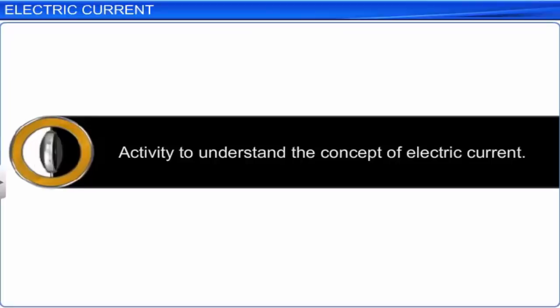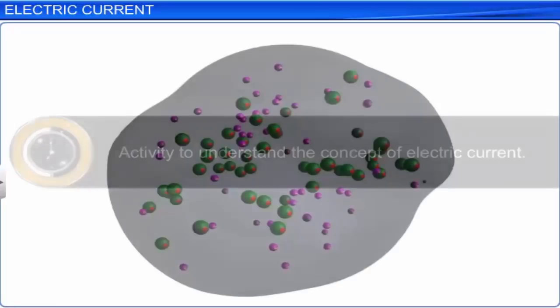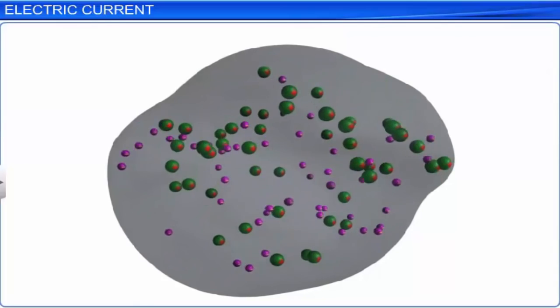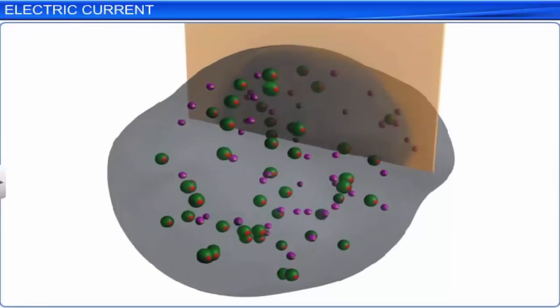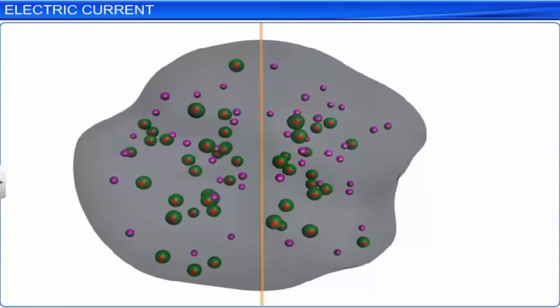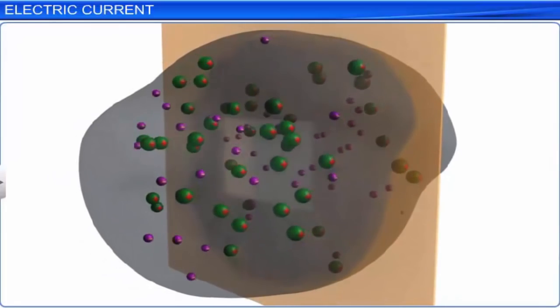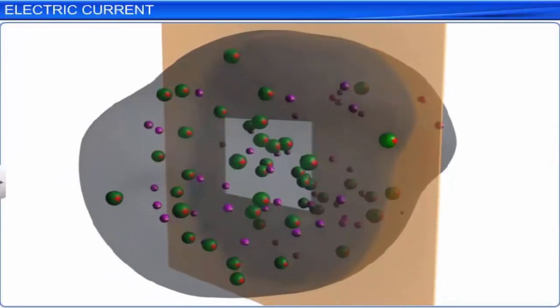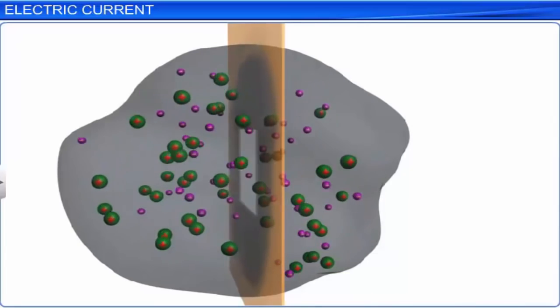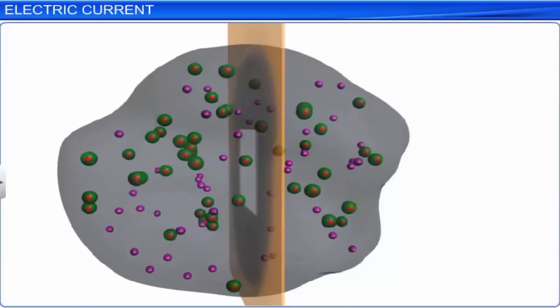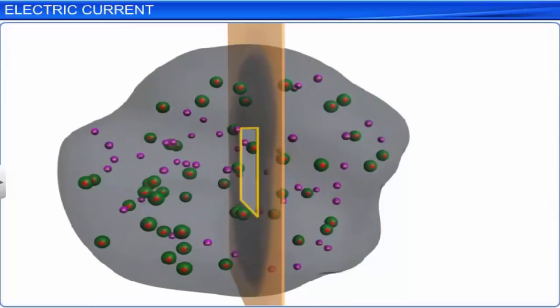Let us conduct a simple virtual activity to understand the concept of electric current. In a closed space, a large number of positive and negative particles move around randomly. Divide the space into two parts using a vertical plane surface through which the charges cannot cross over. Cut a rectangular-shaped window in the vertical surface. Now, the charged particles can move from the left side of the partition space to the right side and vice versa through the window opening in the vertical plane surface.